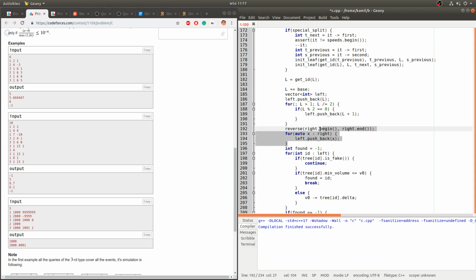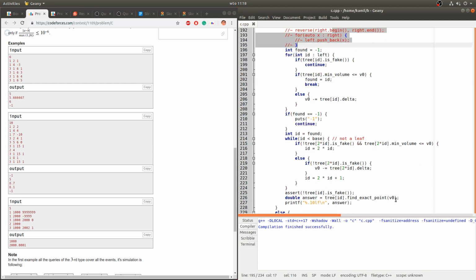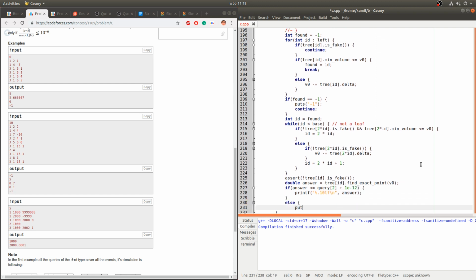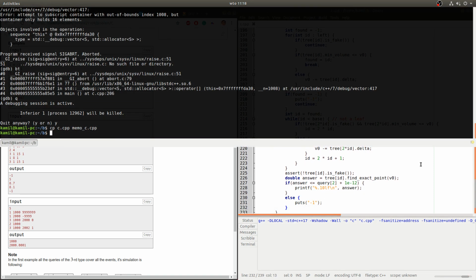I don't need this. And when I print, I will say if answer is smaller equal query of 2, so R plus 1e minus 12, then print this. I hope this epsilon is enough, and otherwise print minus 1. So I just check at the end whether this found first point is smaller than R.